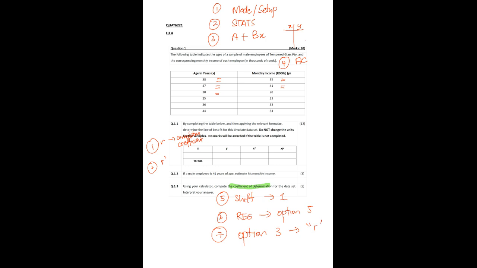So you'll press option 3 and you'll press the equal to sign. And this will give you the value for R. And then immediately on your calculator, press the square button. The square button is somewhere towards the top of your calculator. So press the square button and press equal to. And this will give you your R squared value.